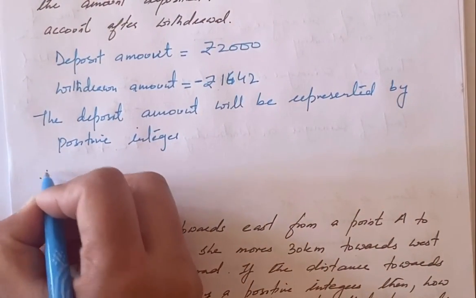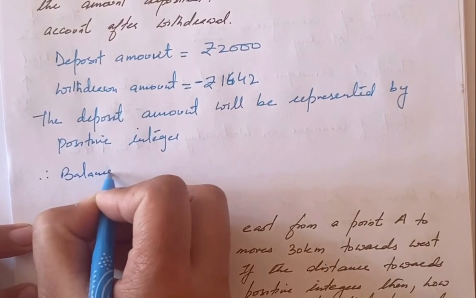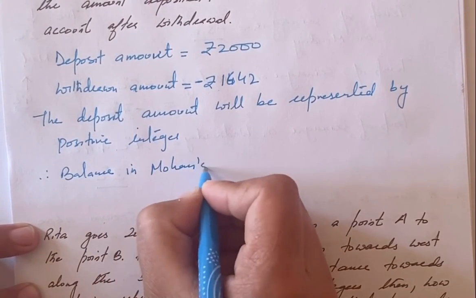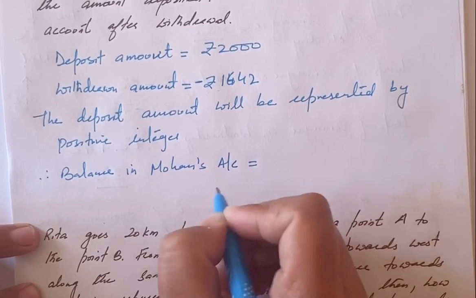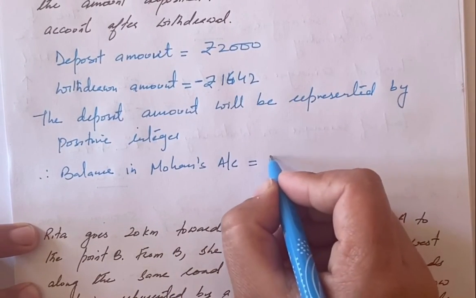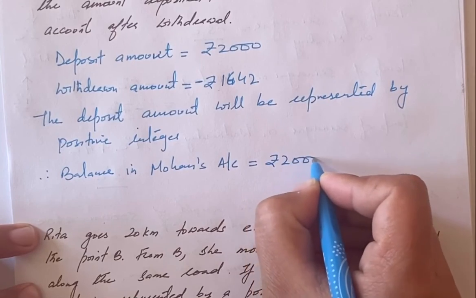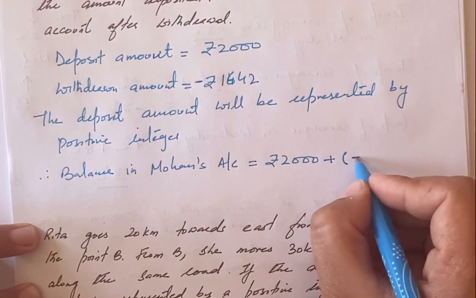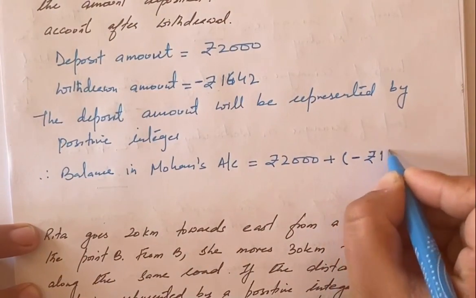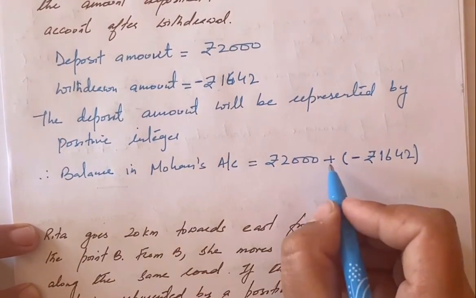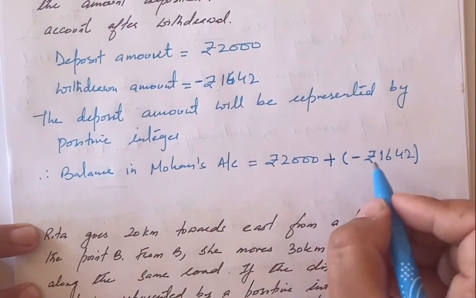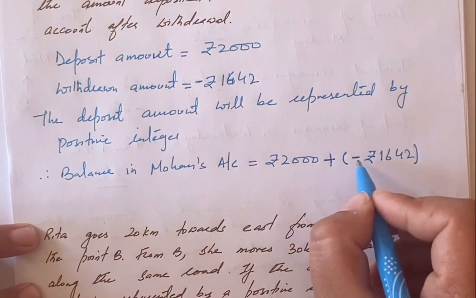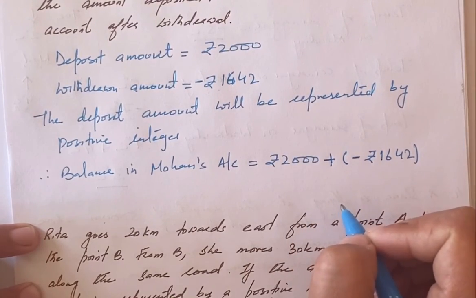So therefore, balance in Mohan's account equals how much money did he deposit? Rupees 2000 plus, how much money did he withdraw? Minus rupees 1642. Why do we add this? Because the withdrawal number is already in negative sign, that's why we have added this.